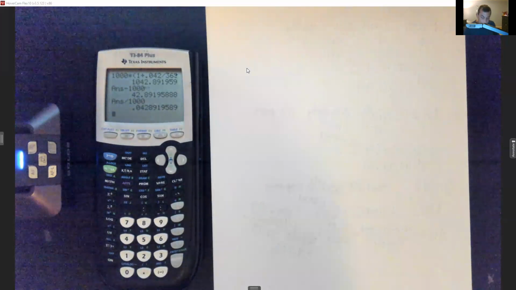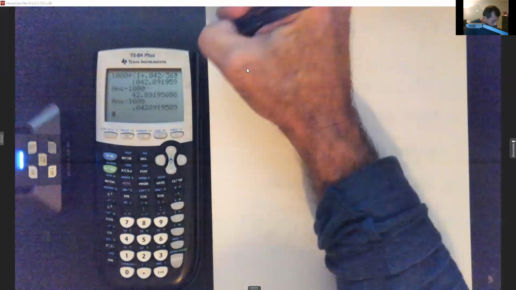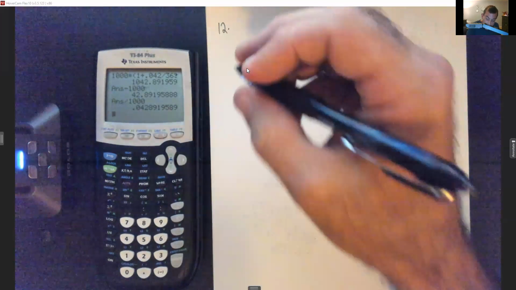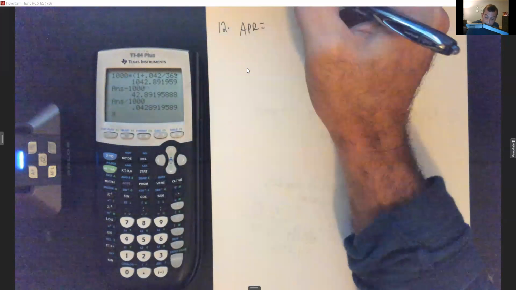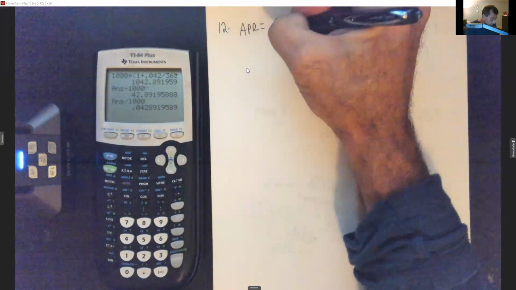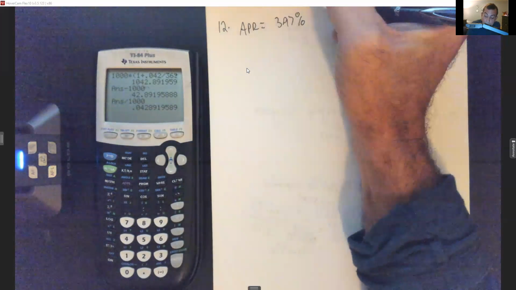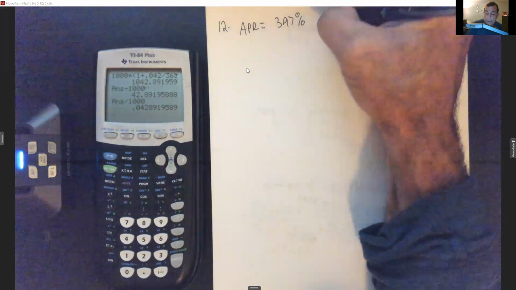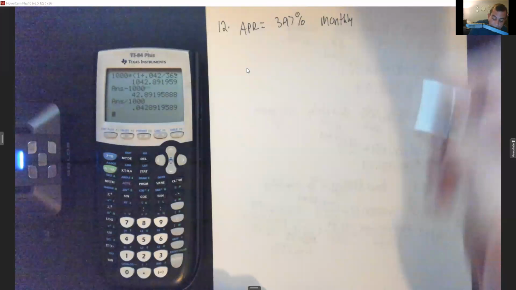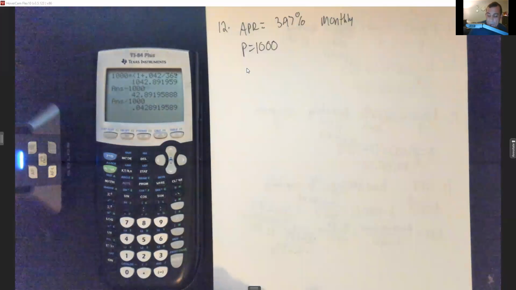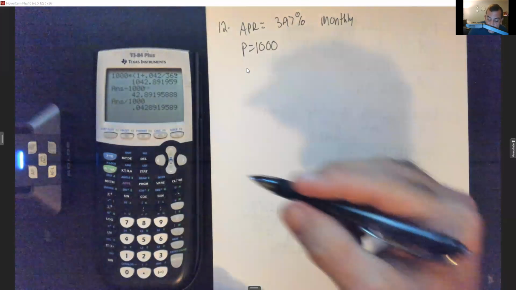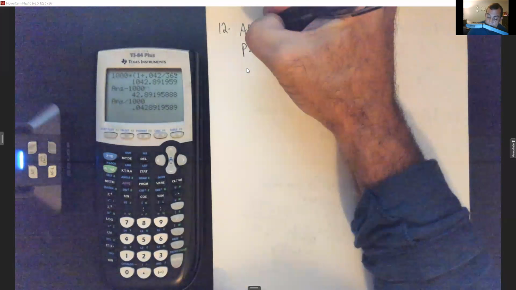All right, so that was 11, right? So here comes 12. Same thing, I'm doing the APR again. This time the bank has an APR equal to 3.97% compounded monthly. So once again, I'm going to let my P equal 1,000. On this one, I always use 1,000 when I'm looking for that annual percentage yield.